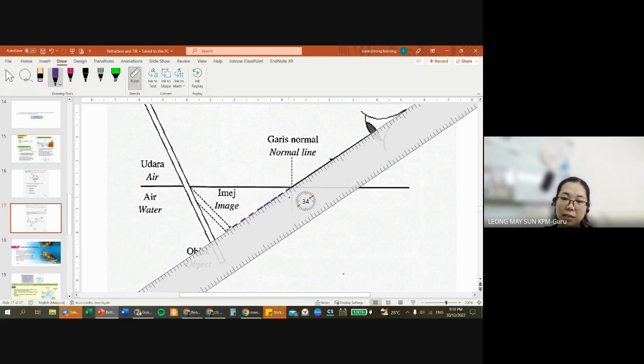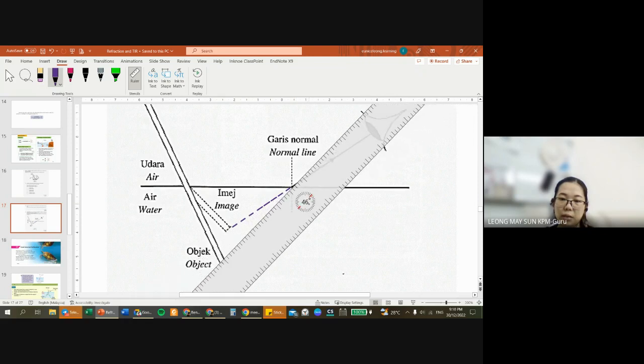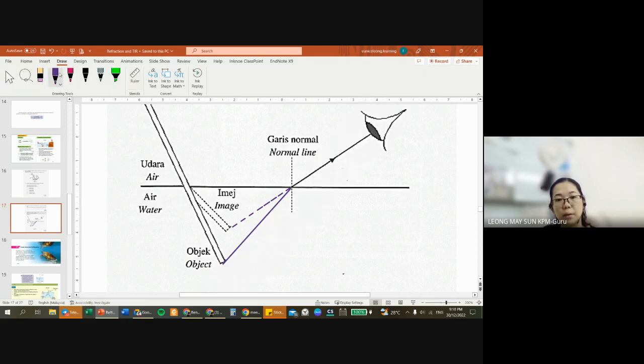And then after that, at the same position at this point, I let the line go towards the object. So I draw this line towards the object. Because it's moving from the object towards the eye, I need to have the arrow.